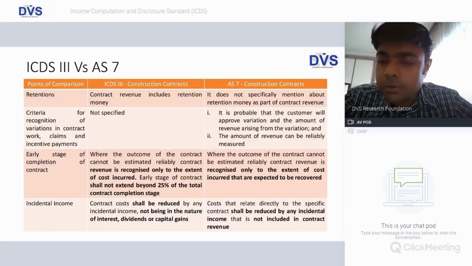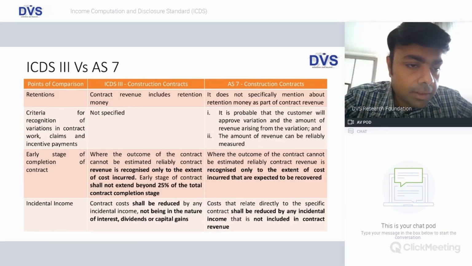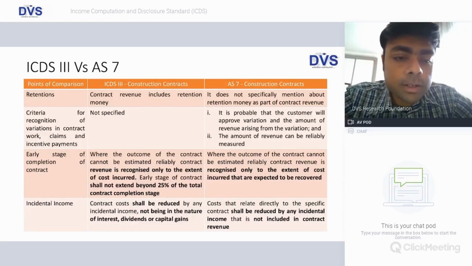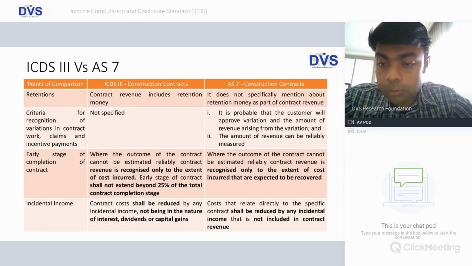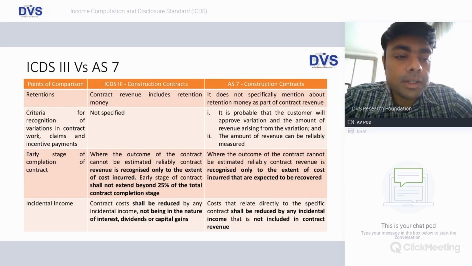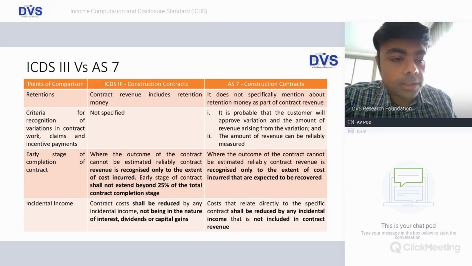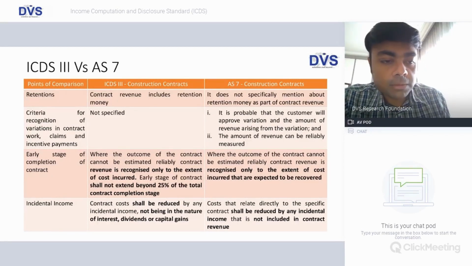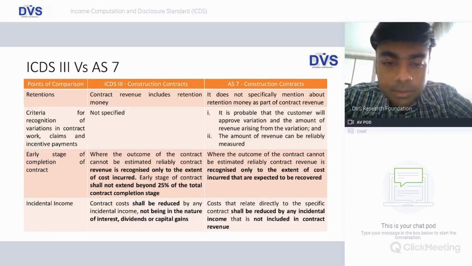Now, how does it compare with AS 7? Retentions: contract revenue includes retention. There is no specific provision under AS 7. Criterion for recognition of variation in contract work, claims and incentives: not specified. It's probable that the customer will approve the variation. The amount of revenue can be reliably measured. Then it becomes part of the contract revenue.